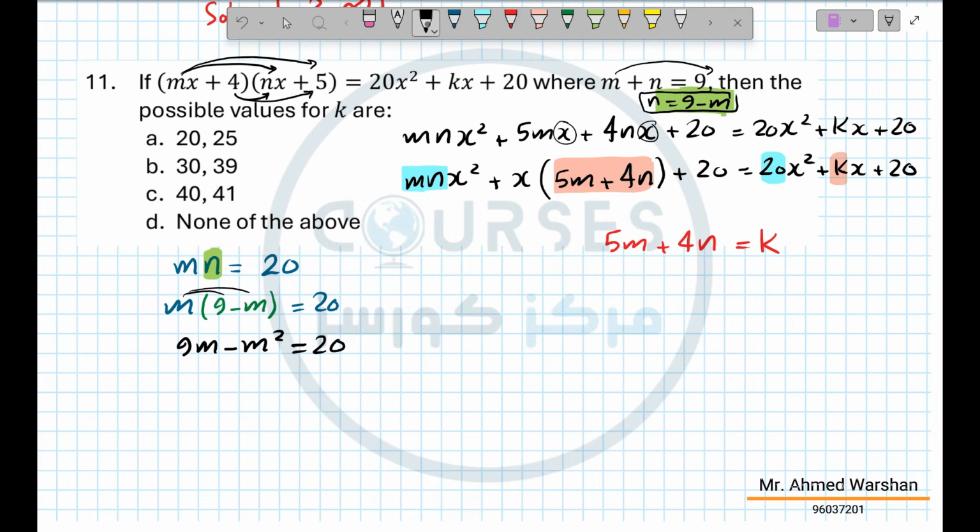Since the term that has the power 2 is negative, it's better to move everything to the other side. So on the left side, we're going to have 0 equals m squared minus 9m plus 20.